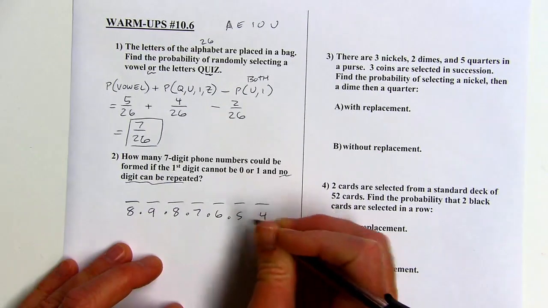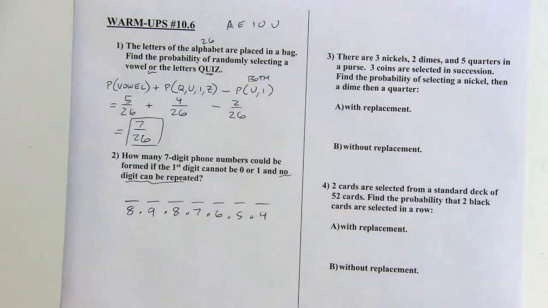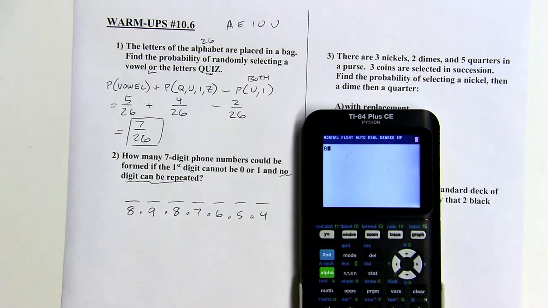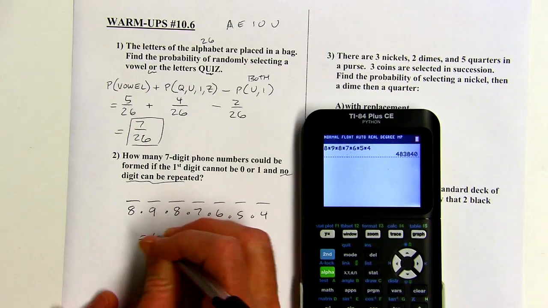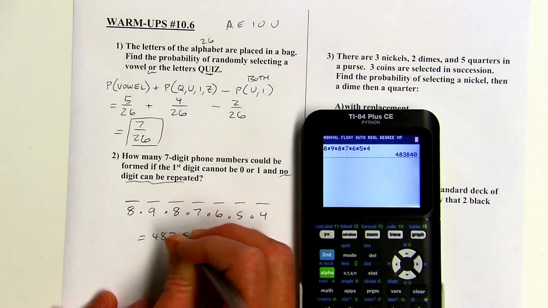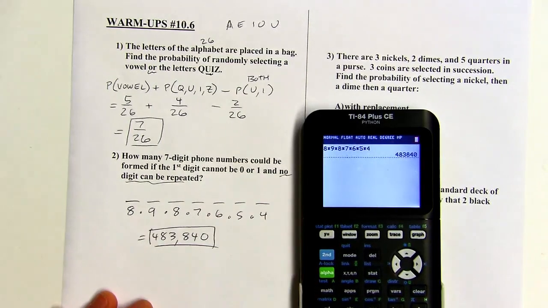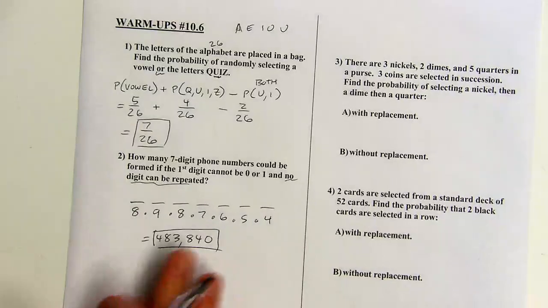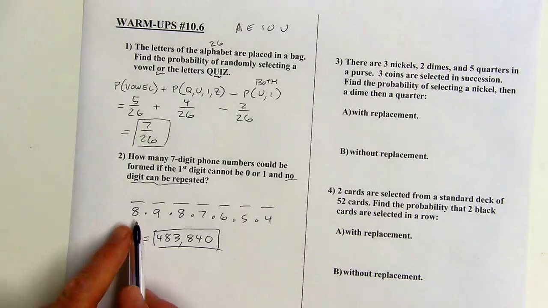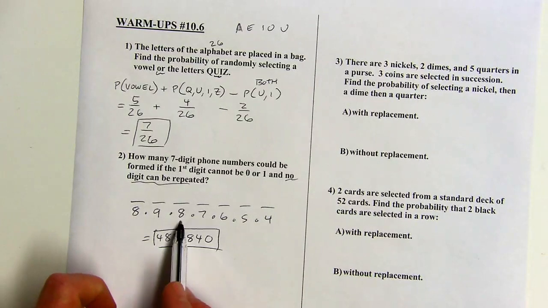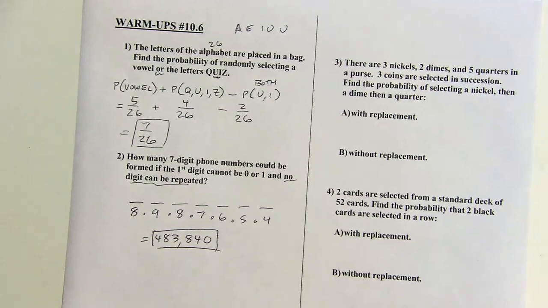And then I just need to multiply this up. So let's see. And that gives me 483,840. A lot of options there. That's the fundamental counting principle I used. I multiplied the number of options in each slot together.